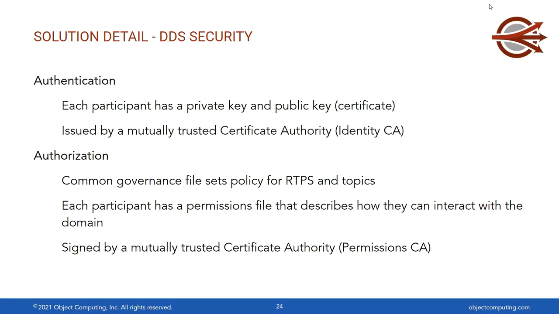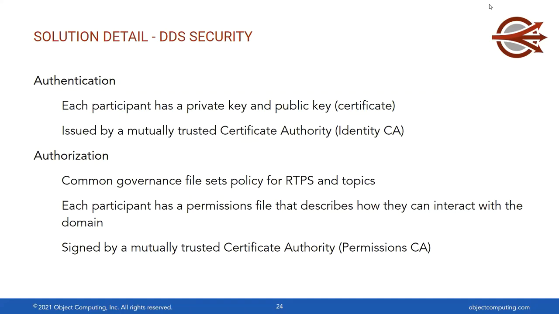The other big piece in all of this is DDS security. Like any security system, it provides two basic features: authentication, proving that this participant is who they say they are, and authorization, making a decision as to what they're allowed to do. DDS security is based on public key cryptography. Each participant has a private key and a public key, and these are issued by a mutually trusted certificate authority. This allows the gateway and the application independently to authenticate one another because they both trust the certificate authority. Therefore, they can verify the certificate that is borne by the other.